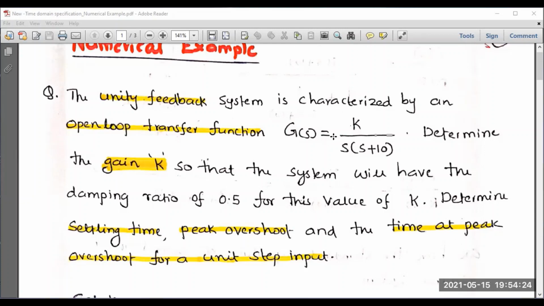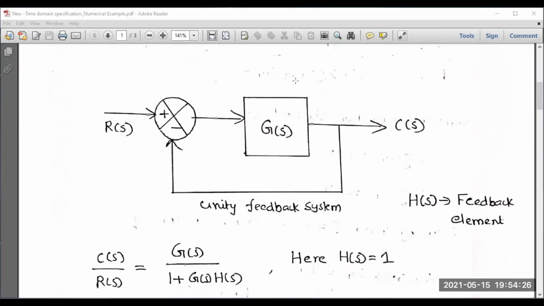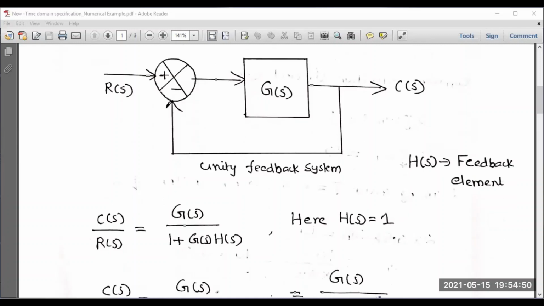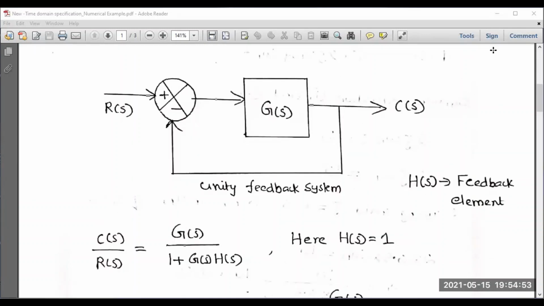Now let us represent this in a single block diagram. We have the summing point, R(s) is your input, C(s) is the output, and this is your open loop transfer function G(s). Since it is a unity feedback system, the feedback element H(s) must be 1, as I already told you. To compute C(s) by R(s), you can apply the block diagram reduction technique. I have already prepared a video on that, which I'll also put in the I button, so you can study the procedure.